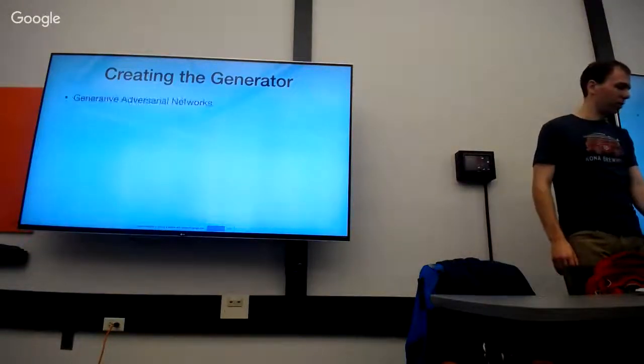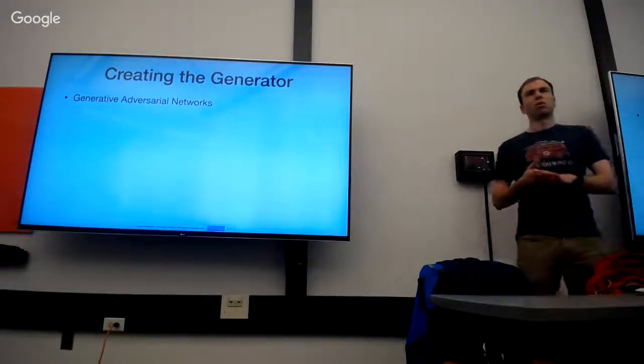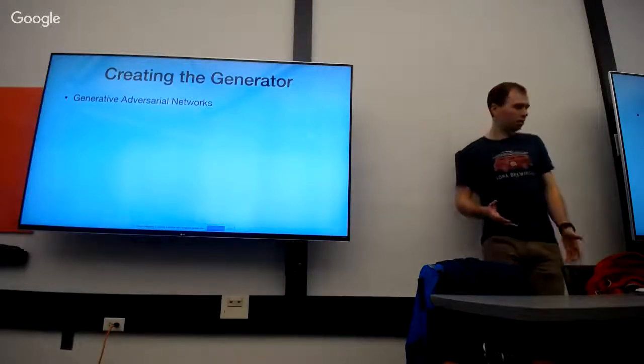So creating the generator. What I'm going to be talking about today is generative adversarial networks. There was a talk, I think, last year about these in general. So this is, I guess, drilling down a little bit deeper on the specific application of medical data.